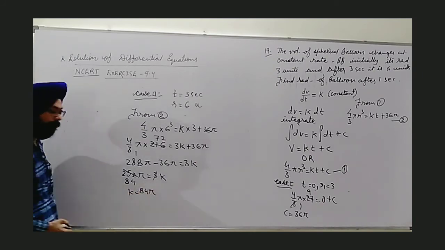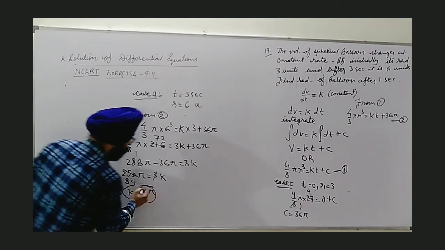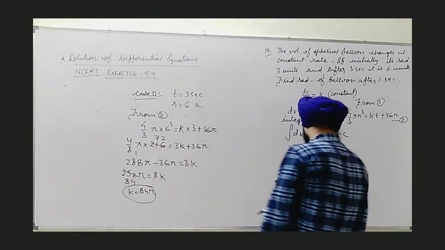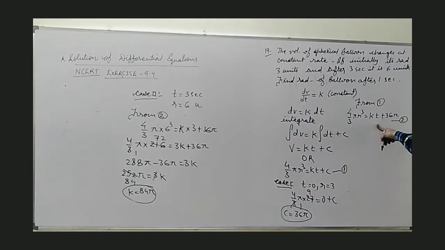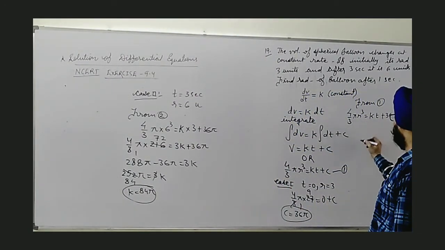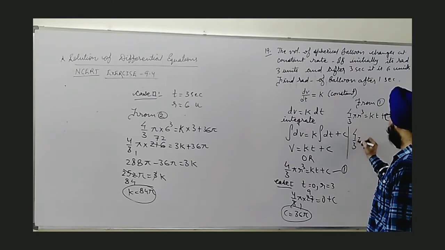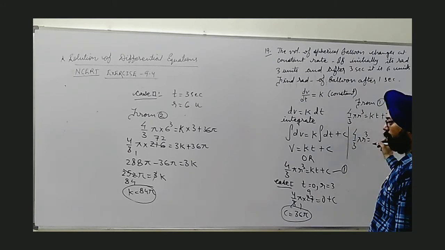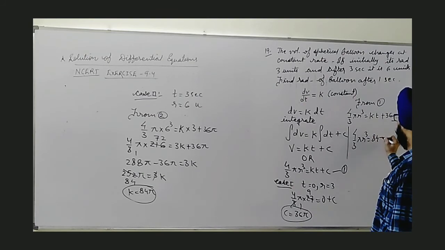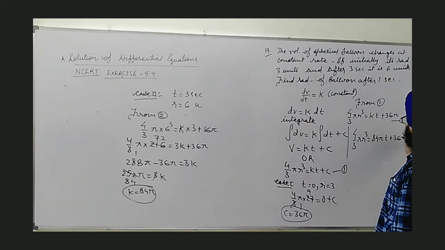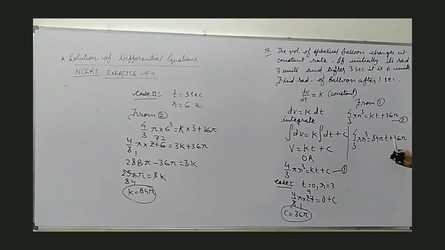Now you can check, we have obtained k here and previously we obtained c. So finally in this equation, putting the value of k, we get 4 by 3 pi r cube equal to 84 pi t plus 36 pi. This is an equation in terms of r and t. Now whichever value they are asking, we can find, since the constants are known to us. Find the radius r after 1 second, meaning replace t by 1.